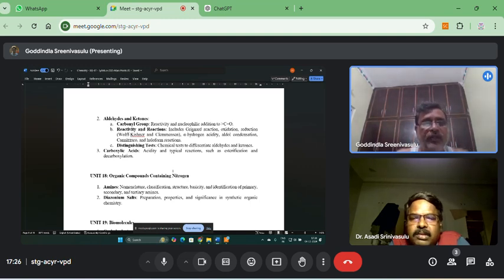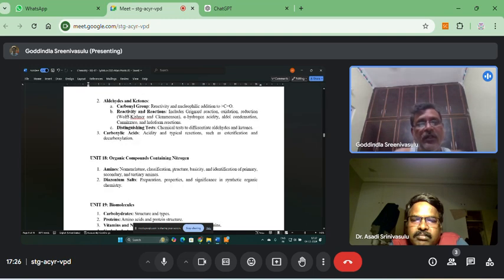Then reactivity and reactions that include Grignard reaction, oxidation, reduction, alpha hydrogen acidity, aldol condensation, Cannizzaro reaction, and haloform reaction. So these are some of the reactions that happen with aldehydes and ketones. Distinguishing chemical tests differentiate aldehydes and ketones. Then carboxylic acids, acidity and typical reactions such as esterification and decarboxylation.